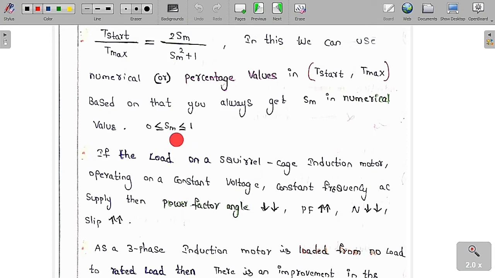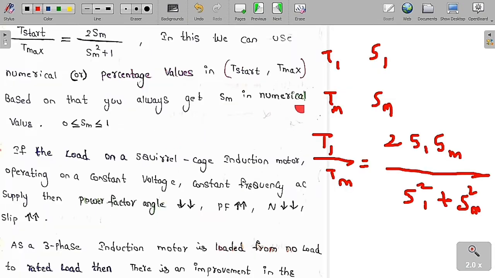Sm is called the slip at the maximum torque. So this is basically the general formula. Torque T1 at slip S1, torque Tm at slip Sm. The ratio of T1 by Tm is equal to 2 into S1 into Sm by S1 square plus Sm square. S1 is the slip at torque T1, Sm is the slip at the maximum torque Tm. So this is the relation that you can use.